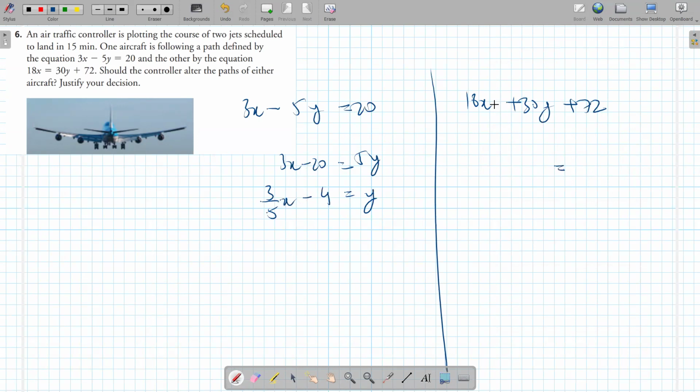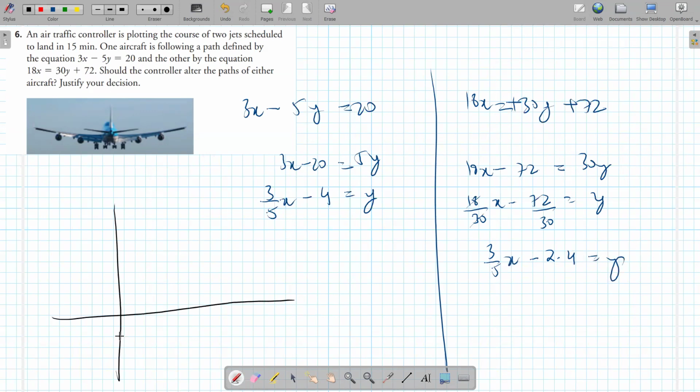Here, 30y will be 18x minus 72. y will be 18 over 30, x minus 72 over 30. 18 over 30 is 3 out of 5x minus 2.6, I think that is. Let me just double check there. Divided by 30, 2.4, not 2.6. 2.4 equals y. So if you were to graph these, one of them will have -4 as the intercept.